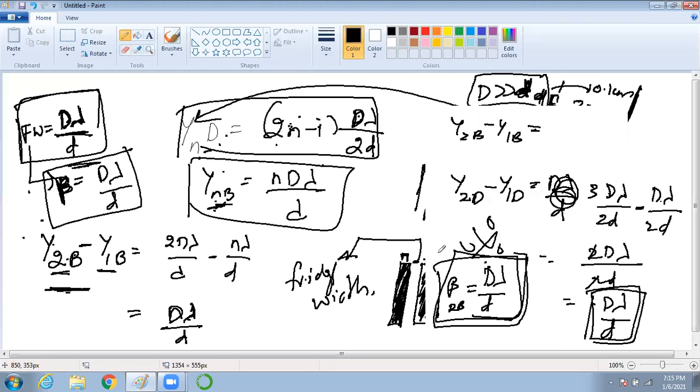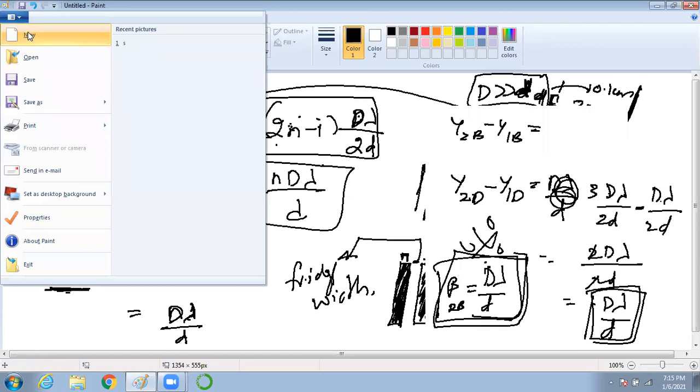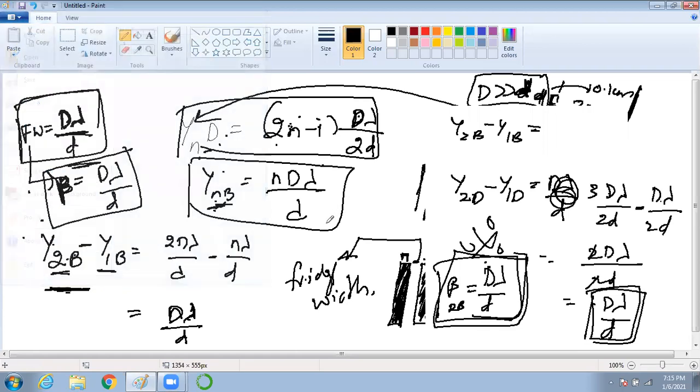Clear, guys? Yes, sir. Shall we go ahead now with the problems? Yes, sir. So let us go to numericals now. Very, very important. I hope you noted down the formula, or do you want time to write? Do you want time to write, or I'll go ahead with the numericals?